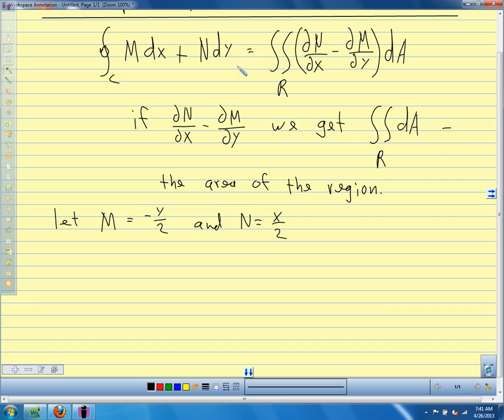Can we get 1? The partial of N with respect to x is 1/2. This is 1/2, and we're subtracting negative 1/2. A negative times a negative, so it equals 1. Dn dx minus dm dy, and you can write equals 1.